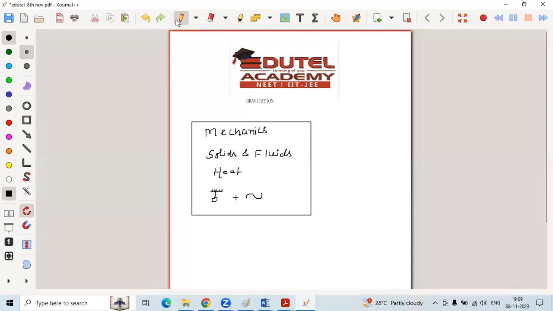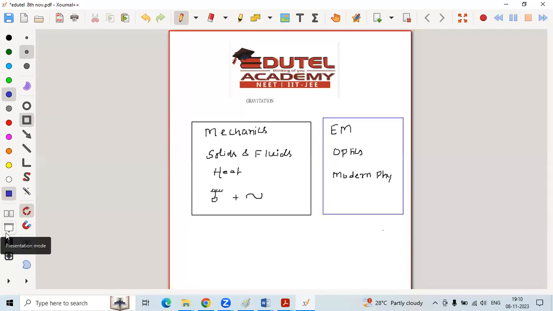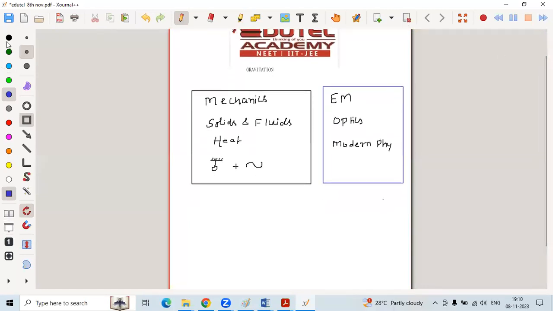If you look at +2 physics, EM, that is electromagnetism, then optics, then modern physics. That's all. This is complete physics of +1, +2 together. This blue color box is +2. Right? To be frank, +1 is a bit lengthy portion. In this, we have mechanics. Mechanics is nothing but book 1. For our simplification, we divided entire mechanics as book 1.